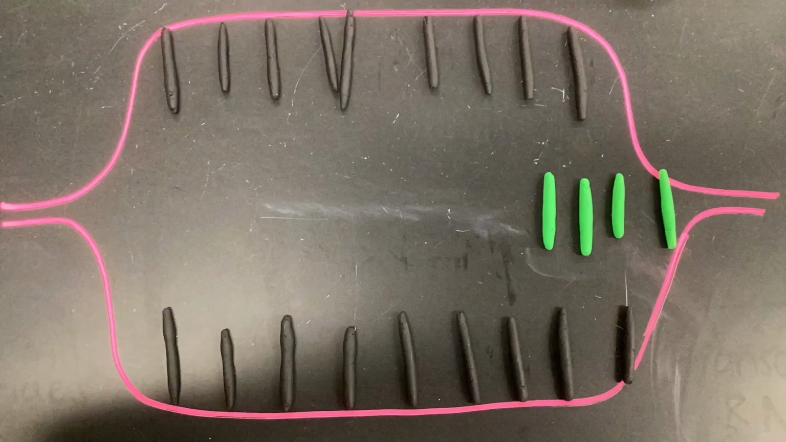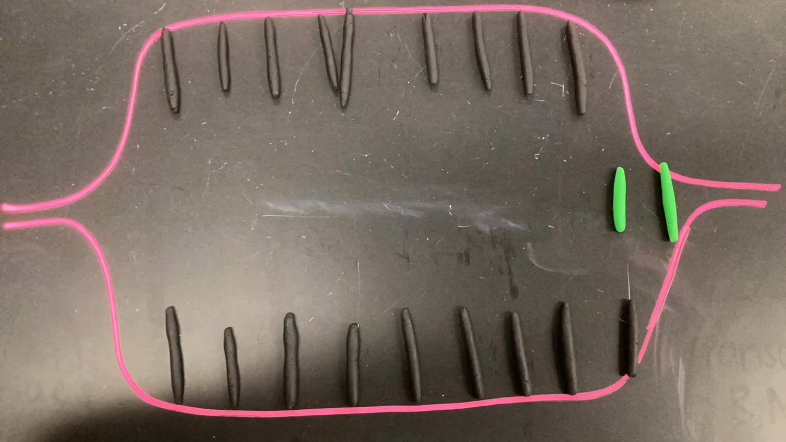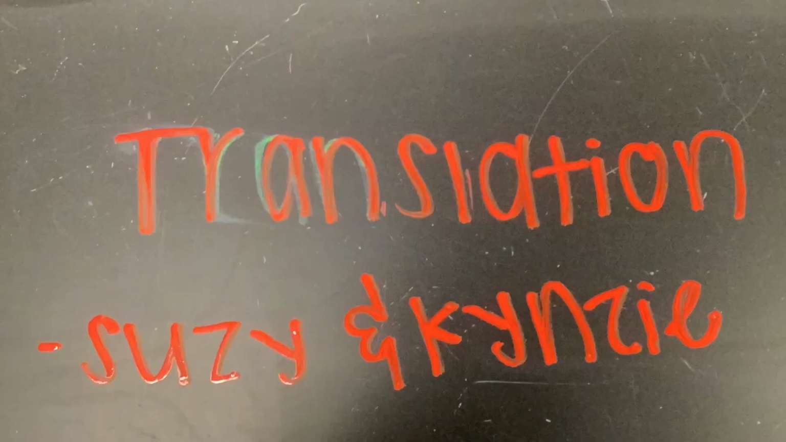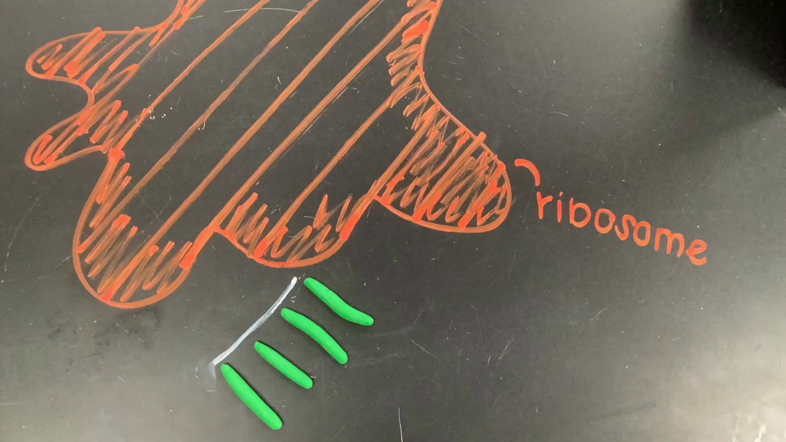To end transcription, the transcripted RNA exits the nucleus. Translation takes place in the ribosome and has three main jobs, starting with initiation.